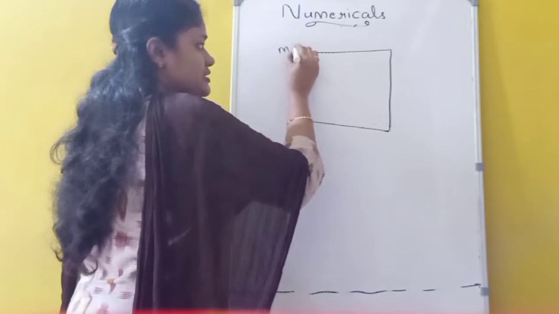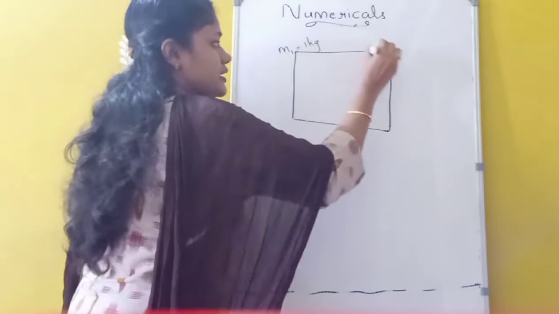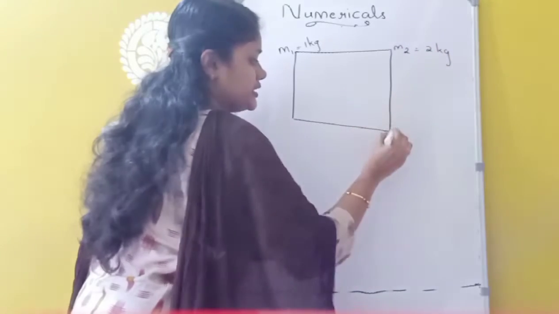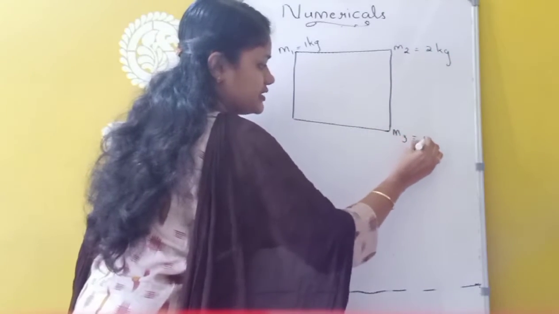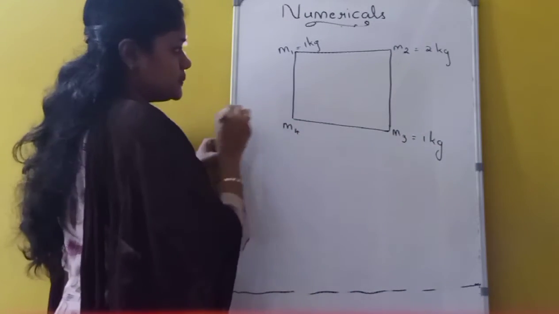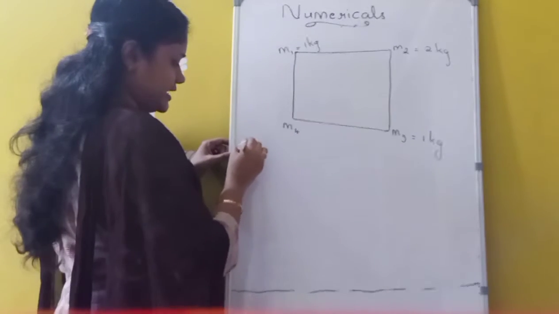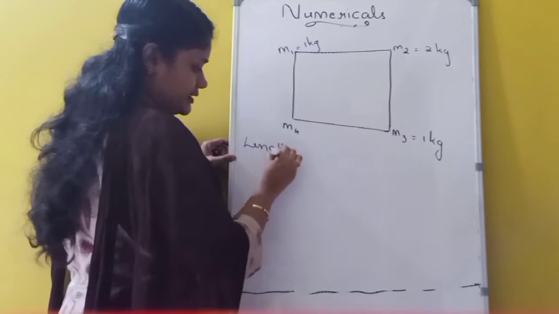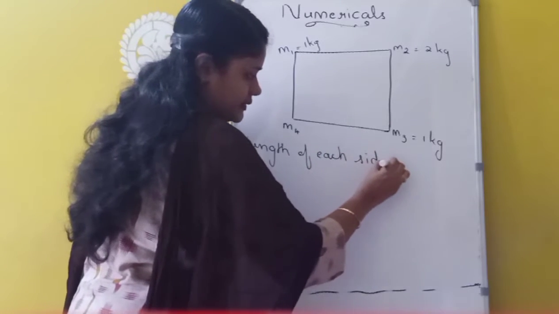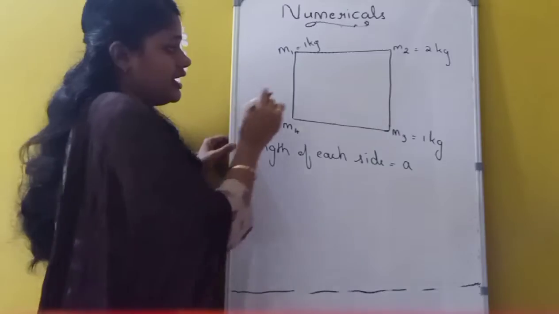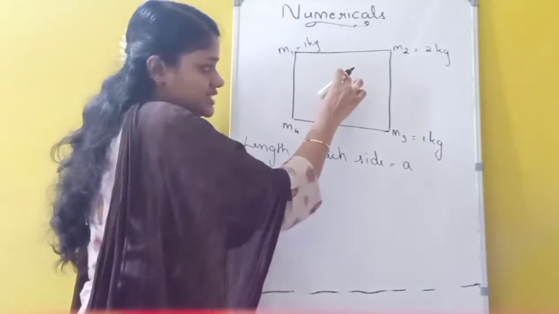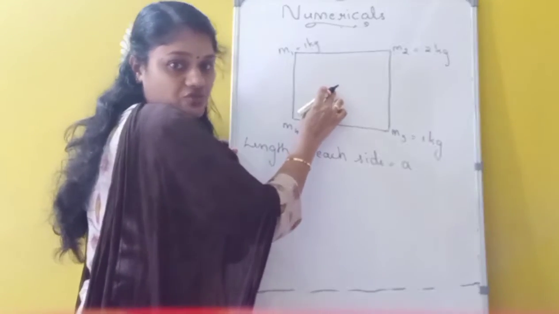So all the four particles are at the corners of a square. Suppose M1 I am keeping here. So M1 equals 1 kg, M2 equals 2 kg, M3 equals 1 kg and M4 we don't know. And suppose the length of each side of the square is taken as A. So A is the length. And this is the center of mass. And we are assuming that the center of mass lies at the origin of the XY coordinate.